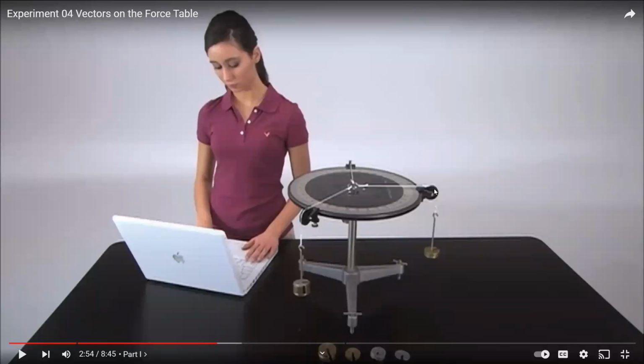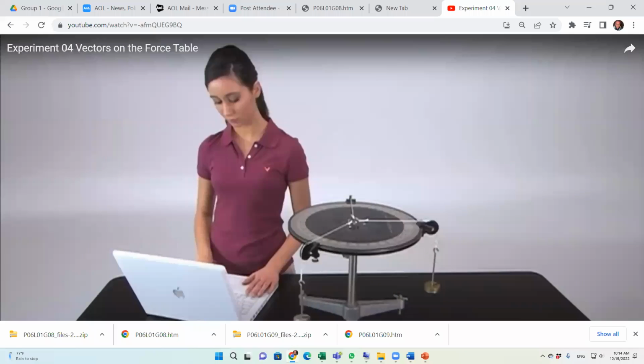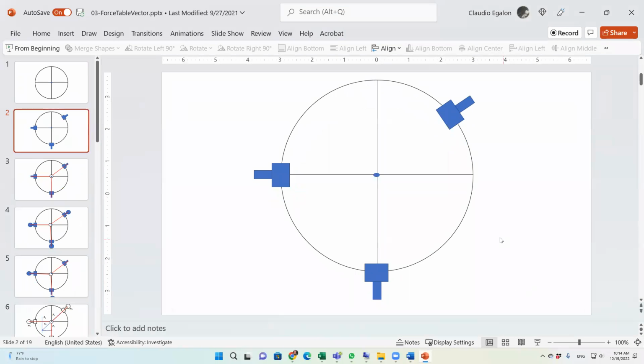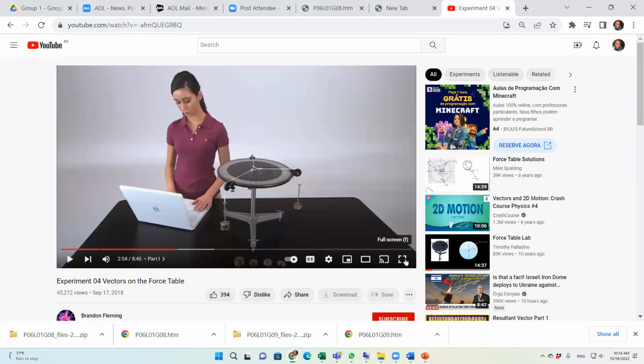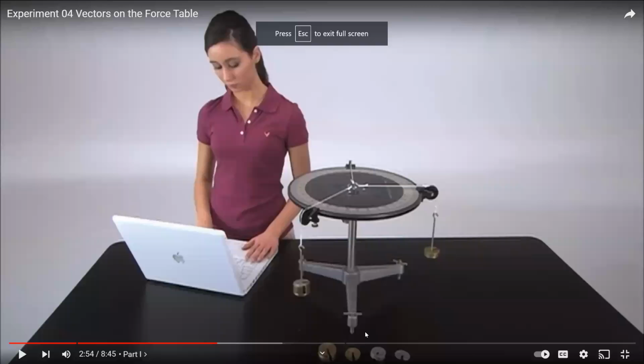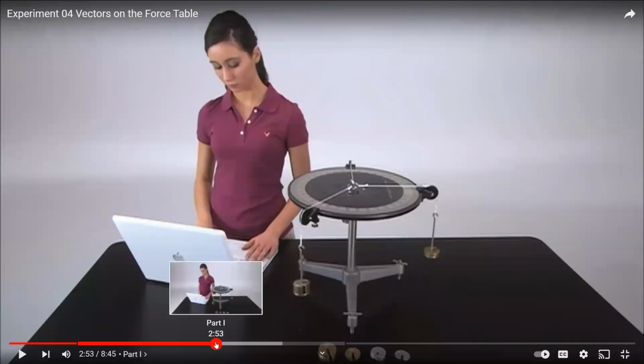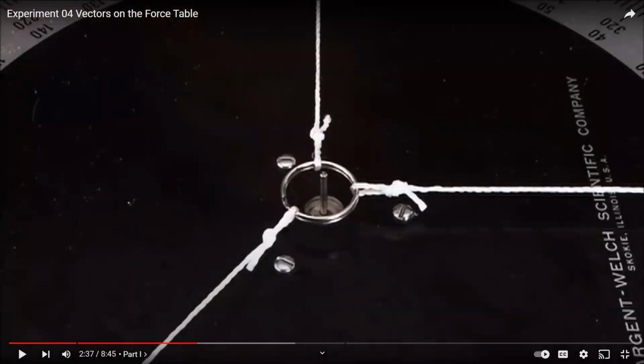So the pulleys, we use the pulley, and then there is a ring that you're going to see in my illustration as well. So you get a ring that's placed at the center of the table, and this ring has 3 strings attached, just like you saw in this illustration as well. Yeah, here's the ring. That's how the ring looks.